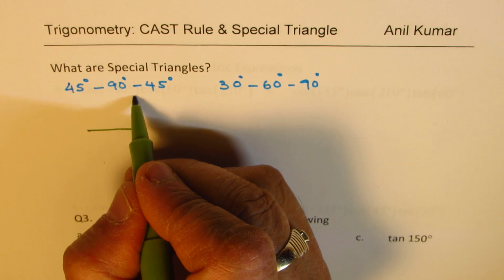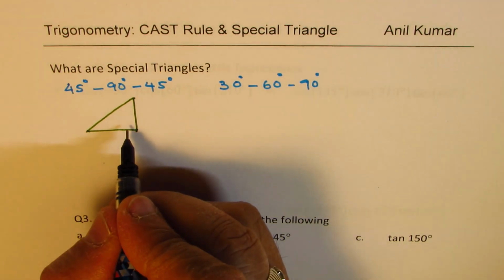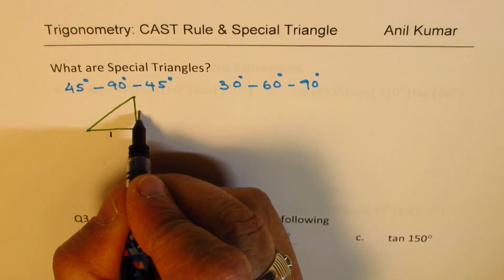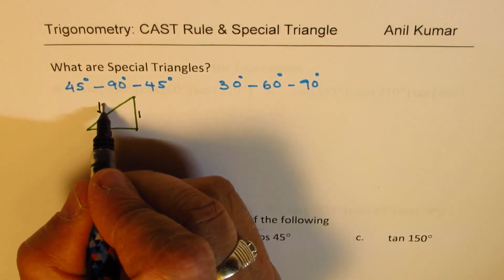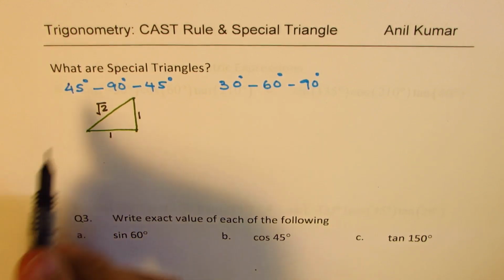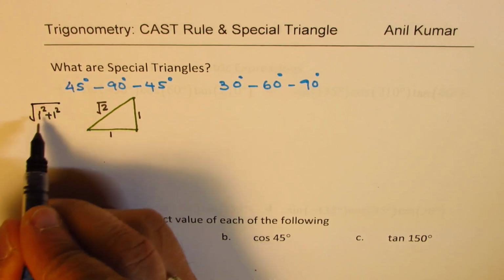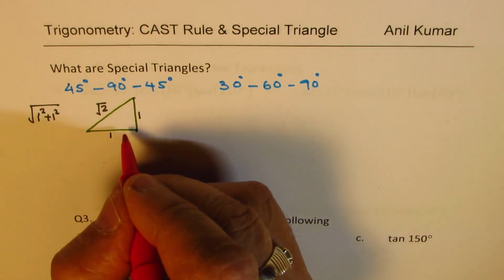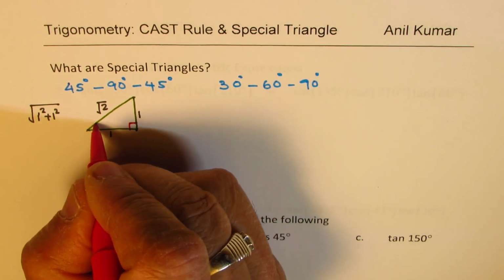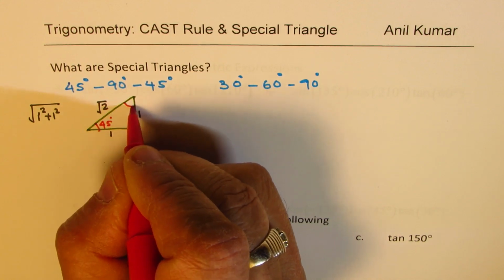In 45 degrees triangle, two sides are equal, right? So we have a right triangle here, and let's say 1 and 1 are the sides of the triangle, then hypotenuse should be square root of 2. How do I get that? I get that value as square root of 1 squared plus 1 squared, 1 plus 1, square root 2. Correct? So that becomes our special triangle, which is treated as 45 degrees, 90 degrees, 45 degrees.